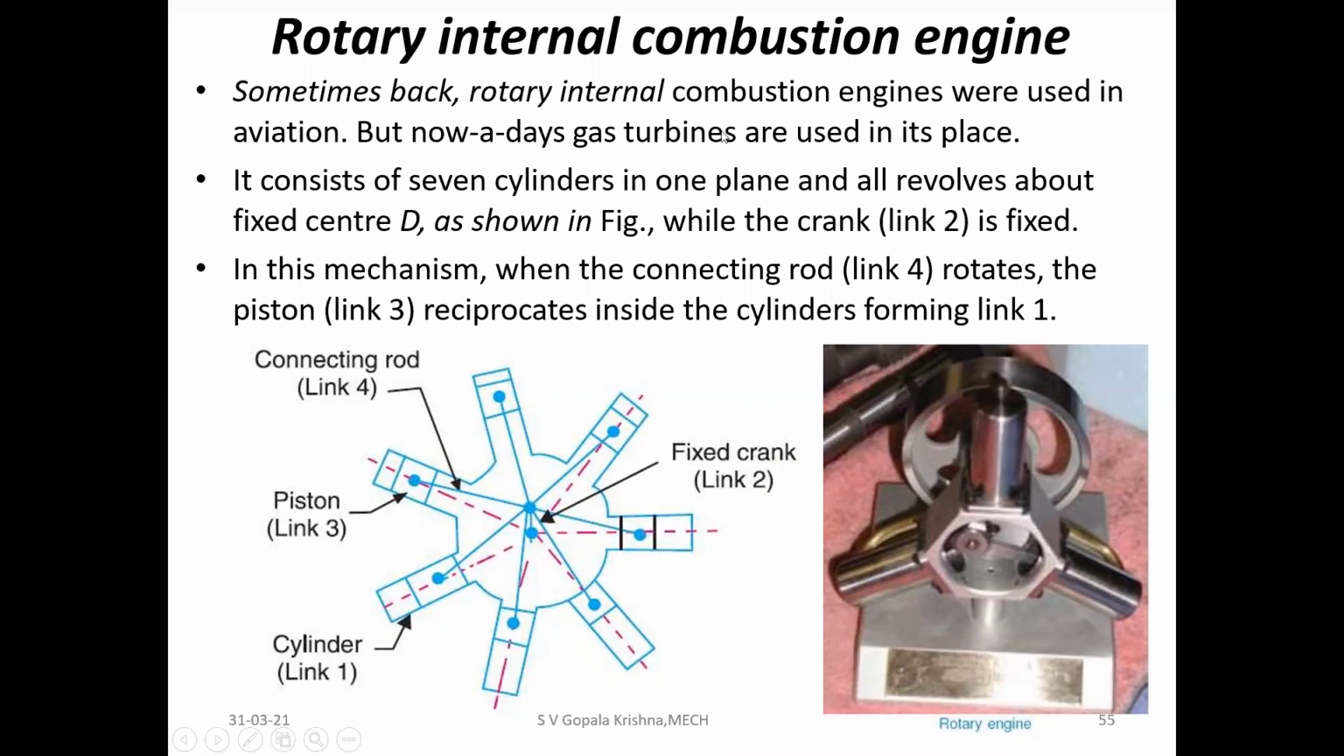And there are other applications too. Those are gas turbines. Again, we may also use it for gas turbines. Gas turbines are also used for such types of engines. So that is the radial engine.